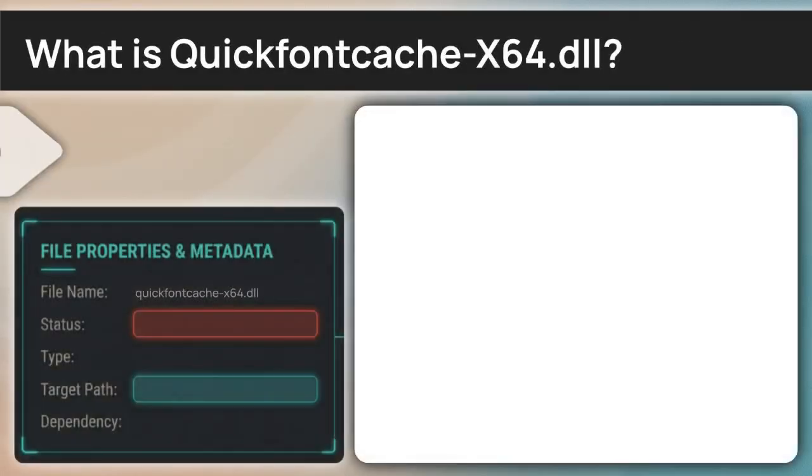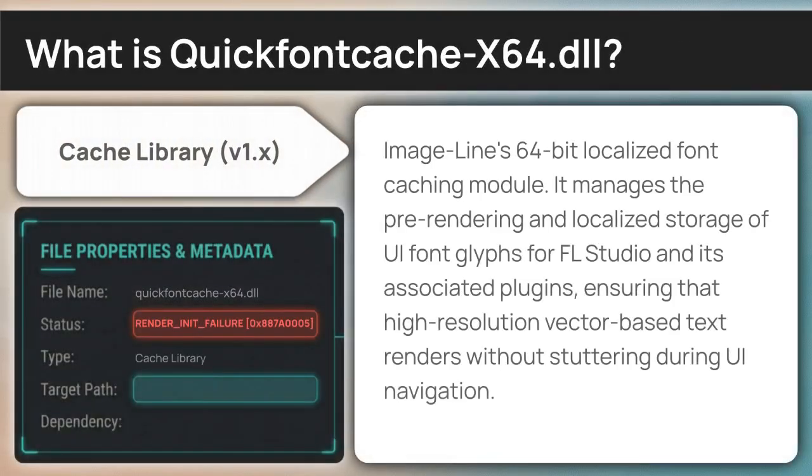This is the quickfontcache64, ImageLine's 64-bit localized font caching module. It manages the pre-rendering and localized storage of UI font glyphs for FL Studio and its associated plugins, ensuring that high-resolution vector-based text renders without stuttering during UI navigation.